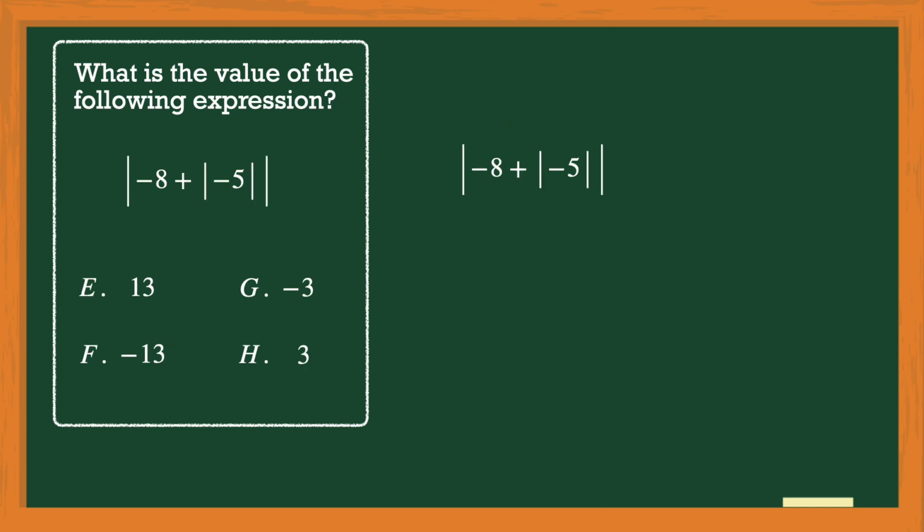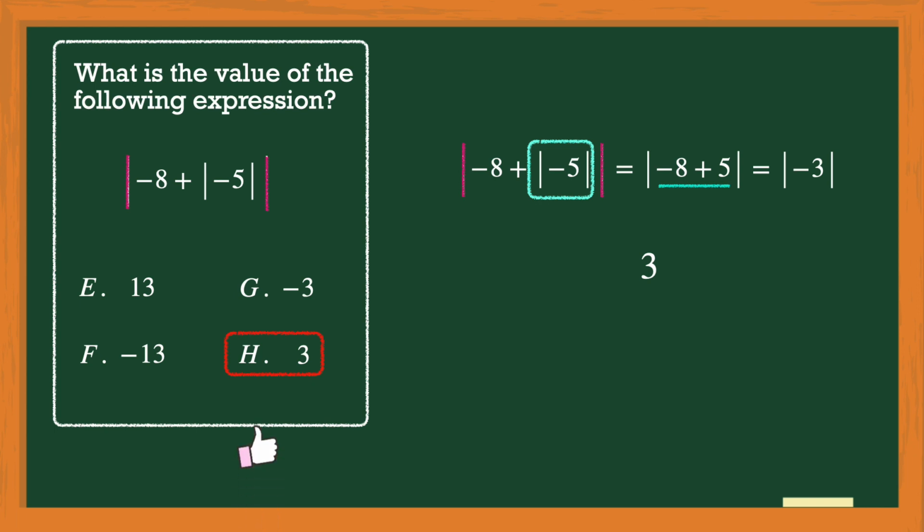So this problem might seem a little tough, but I have confidence in your ability to tackle it head on. All of the absolute value bars in this problem make it appear to be a really tough problem to solve, but let me differentiate these bars by doing this. Now it's a lot easier to see. We have 2 pairs of absolute value bars. I'll start with the inside. The absolute value of negative 5 is positive 5, and I'll rewrite the problem. Next, I'll add negative 8 and 5 to get negative 3, and then finish up with finding the absolute value of negative 3, which is positive 3. Looking at my answer choices, I see that positive 3 is choice H.